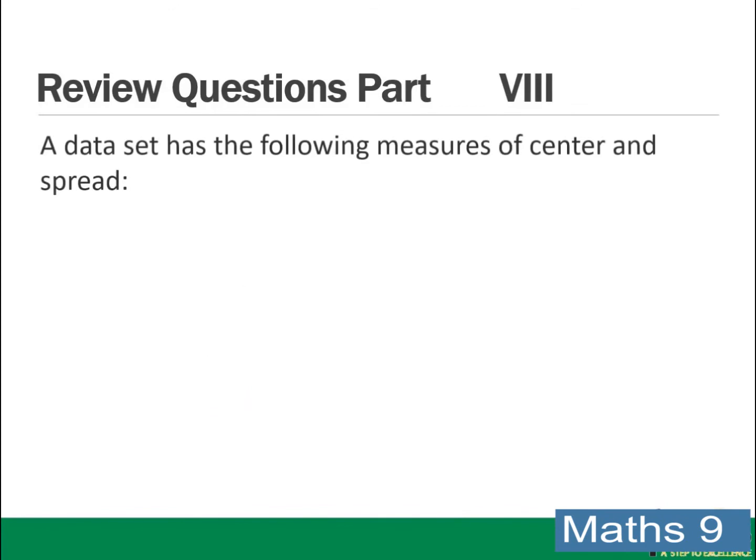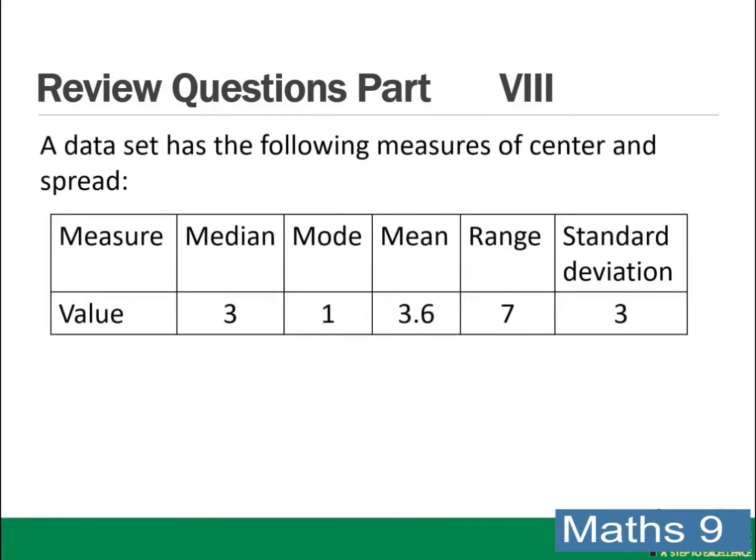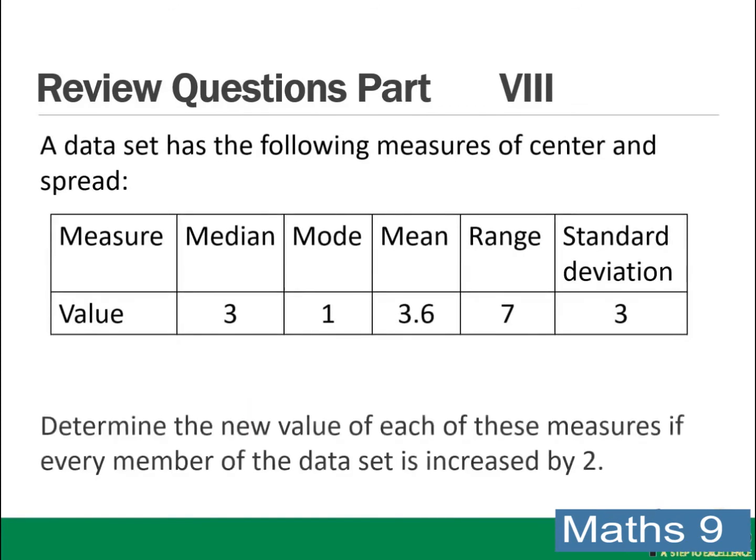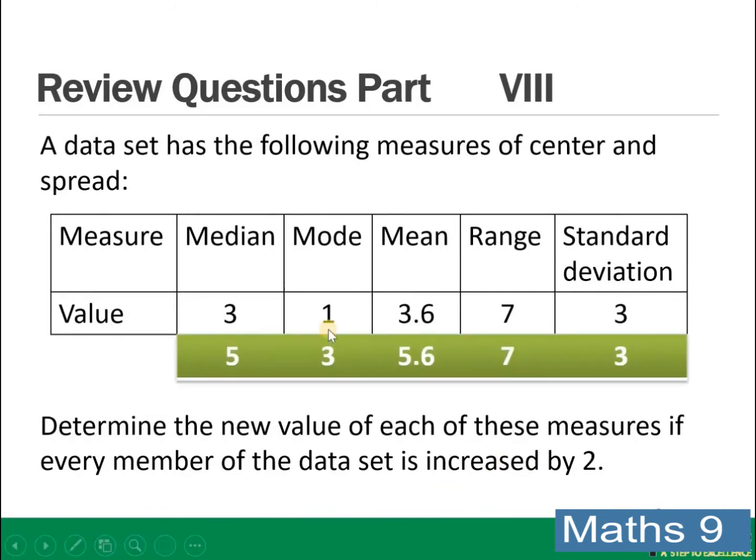Part 8. A dataset has the following measures of centre and spread. Determine the new value of each of these measures if every member of the dataset is increased by 2. Pause the video whilst you decide. Here's the answer. The median, mode and mean all increased by 2, and the range and standard deviation stay the same.